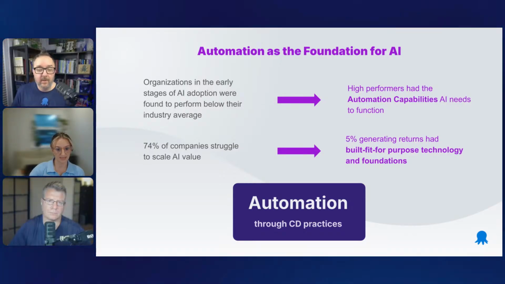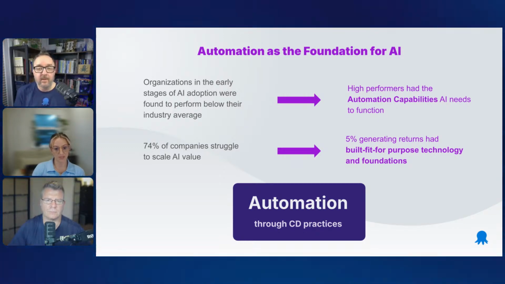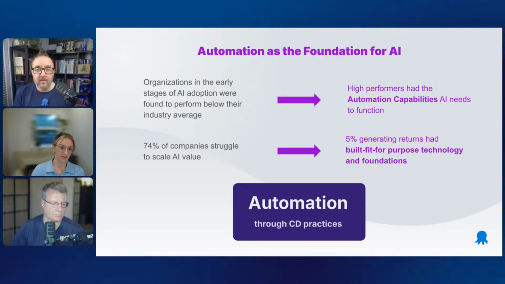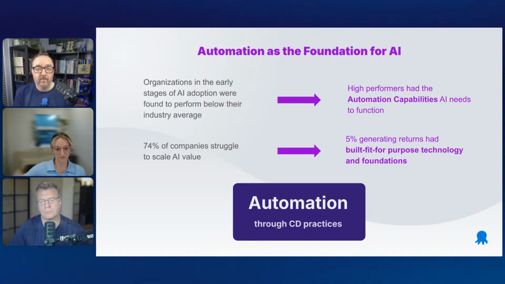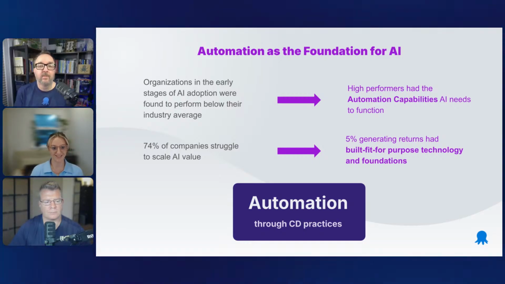And then the second study is from the BCG report, the widening AI value gap. 74% of companies struggle to scale AI, but the ones that did had built fit for purpose technology foundations. So the idea behind this slide is that the successful companies that were able to scale AI had the automation capabilities and underlying infrastructure that allowed productivity to be measured very easily and successfully.